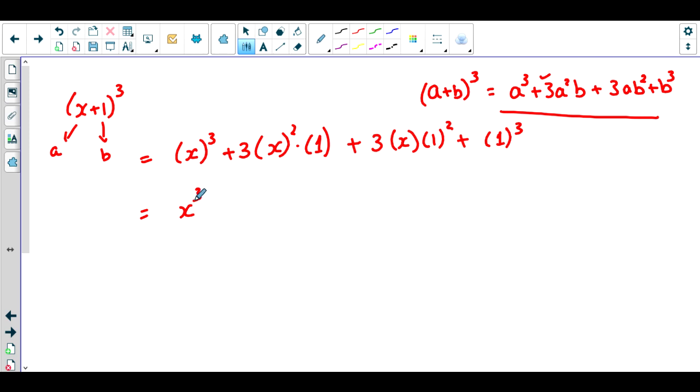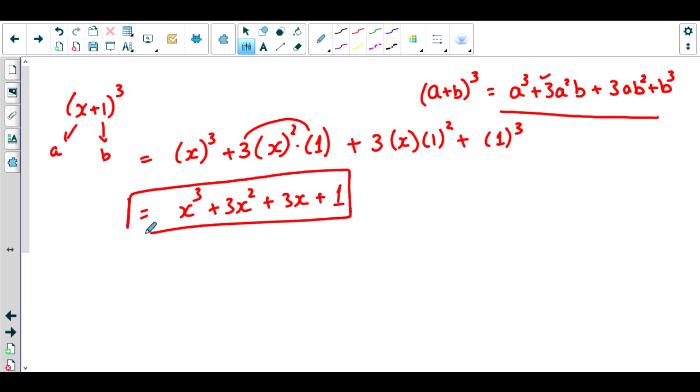Now just open the brackets. X cube plus 3x square, because 3 times 1 is 3, and x square is x square, plus 3x, 1 square is 1, plus 1. This is the expansion. When you want to expand it, this is the answer.